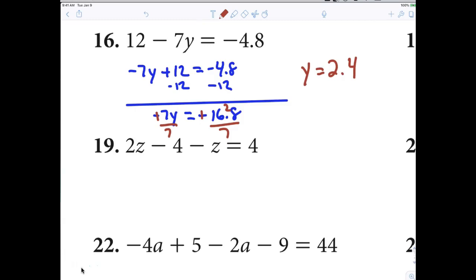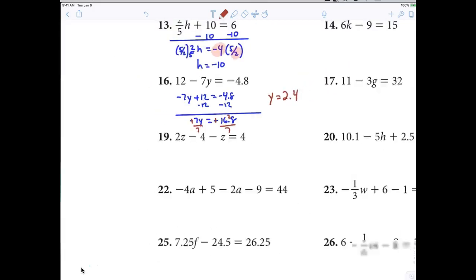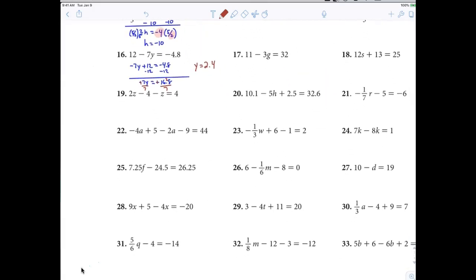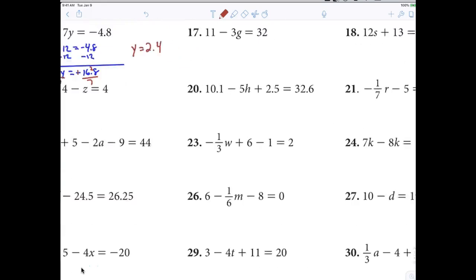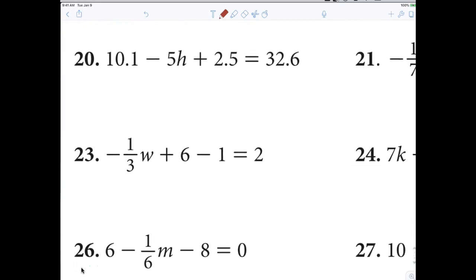Good. Let's just continue down the page for now. We'll find one. All right. I could probably do 20. Let's do 20 instead of 19. It's got some decimals.